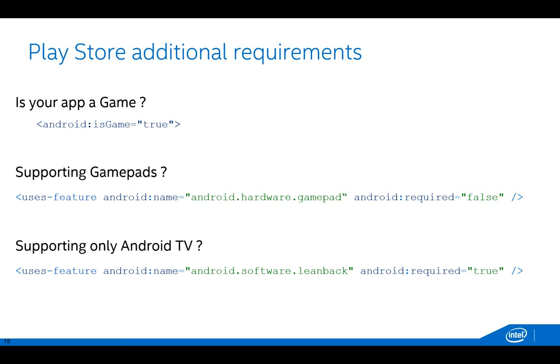So going further, publishing an application to the TV Play Store, you have to say if your application is a game. You actually have to say it as an Android application. If you're supporting GamePad, you also have to tell them. You also have to say if this application is only for Android TV. So for example, if you use multiple applications, one for the phone, one for the tablet, one for the TV, you have to say that this application is only for Android TV.